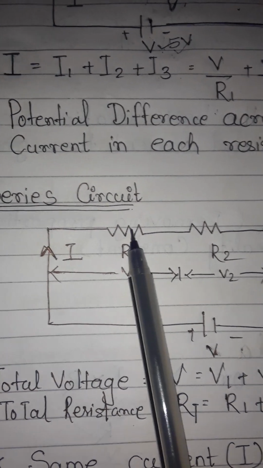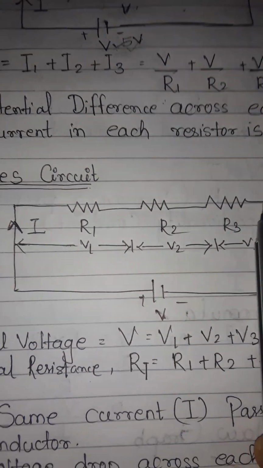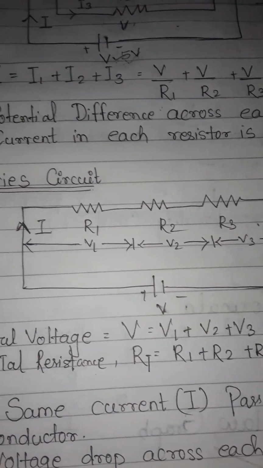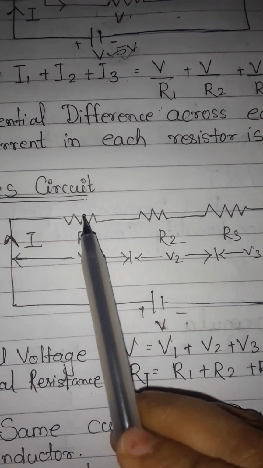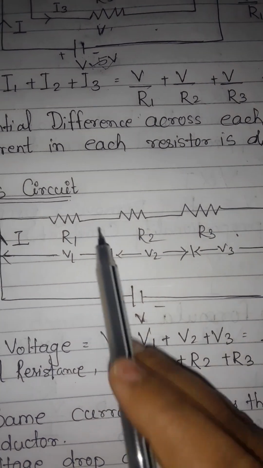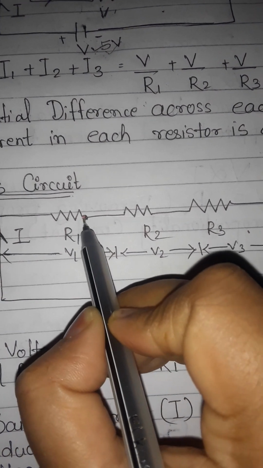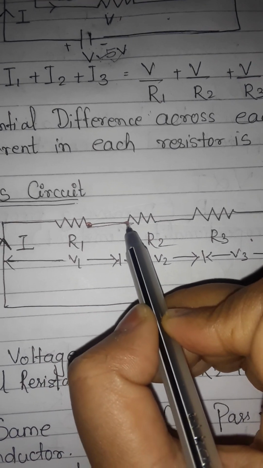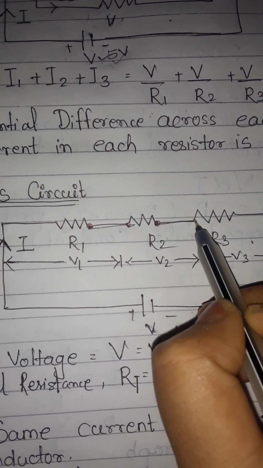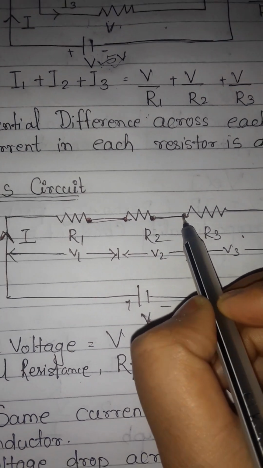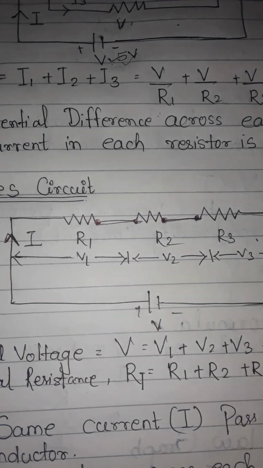Next is the series circuit. Here I have connected three resistors back to back and end to end, and one voltage source is also connected, and the current I is flowing through the circuit. So here R1, R2, R3 resistors are connected back to back and end to end. This is the end of the R1 resistor and it is connected with the starting point of R2. And this is the end point of R2 and it is connected with the starting point of R3. This is the negative terminal of the voltage source, which is connected to the end of this resistor.